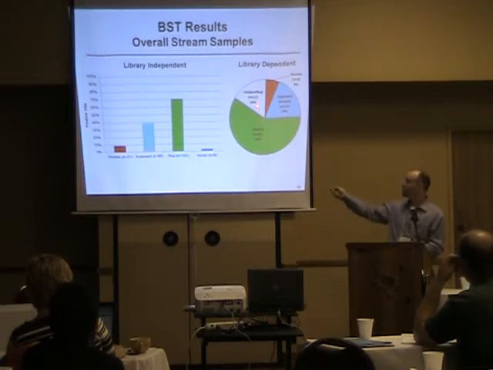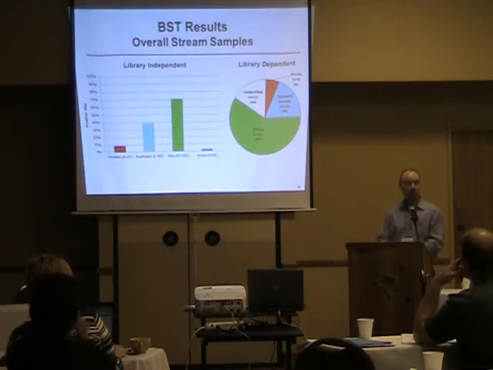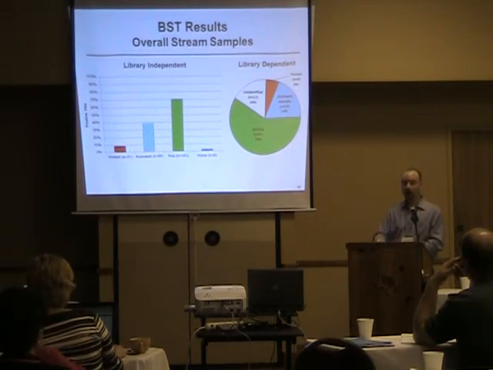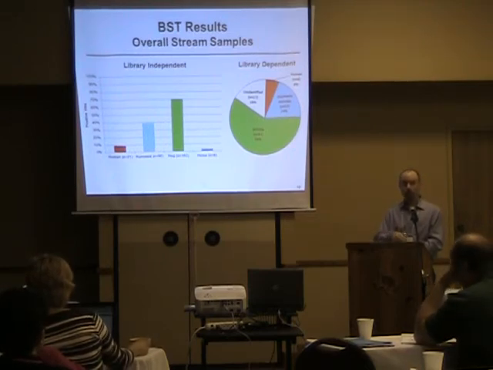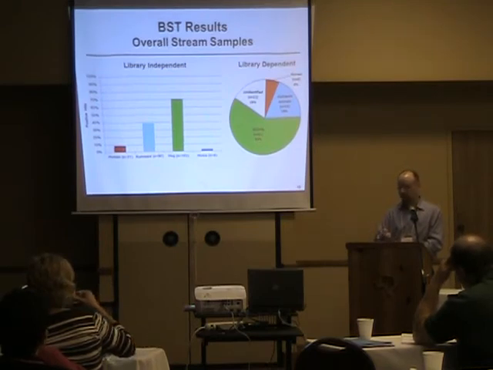Now, one other thing to point out here is that 16% were unidentified. So that means that we were able to identify, using the existing Texas E. coli BST library that Elizabeth talked about yesterday, 84% of the isolates. And this will be important when we talk about the conclusions here in a minute.